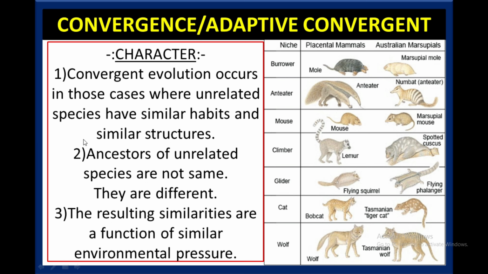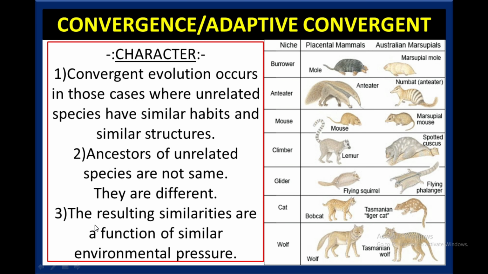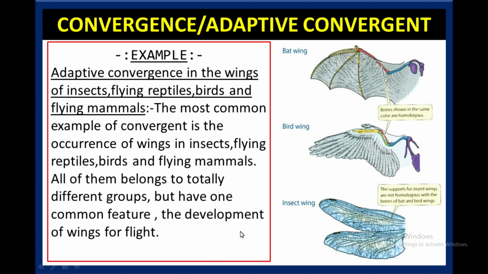In the second characteristic, the ancestors of unrelated species are not the same, they are different. So in that case, you can see that the ancestors of species 1 and species 2 are different, and the resulting similarities are a function of similar environmental pressure. Now we will talk about the example.